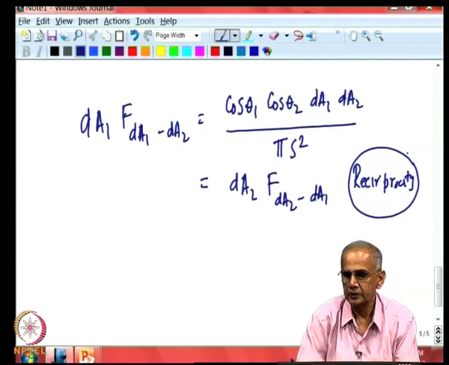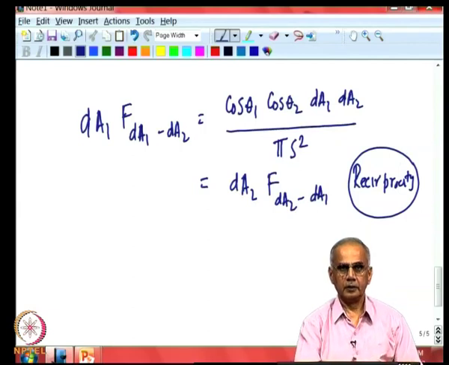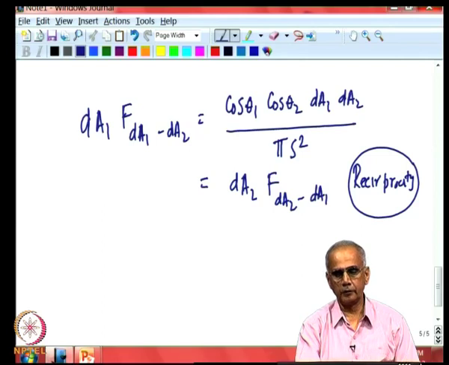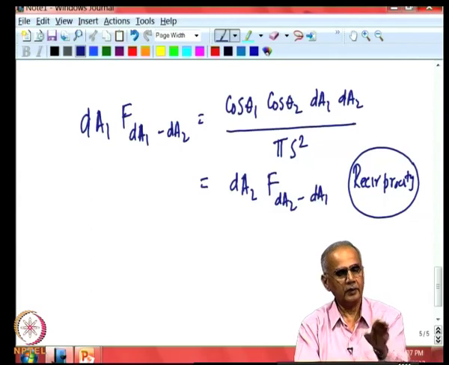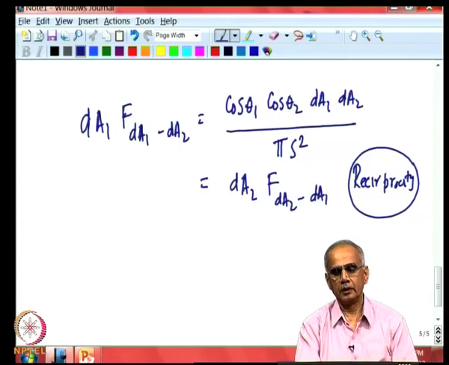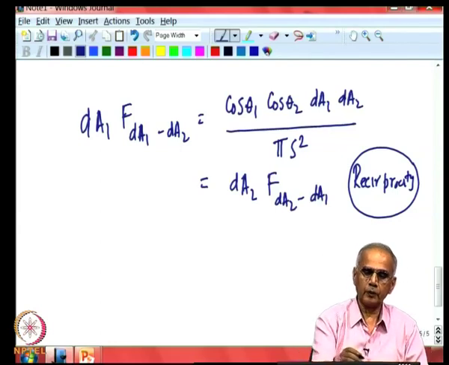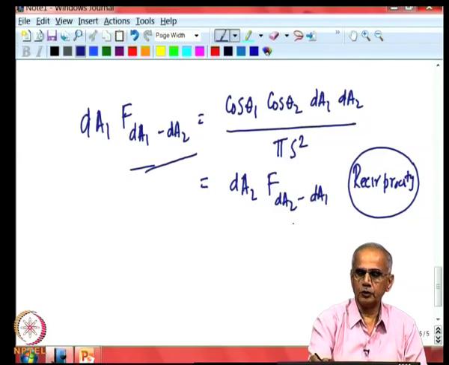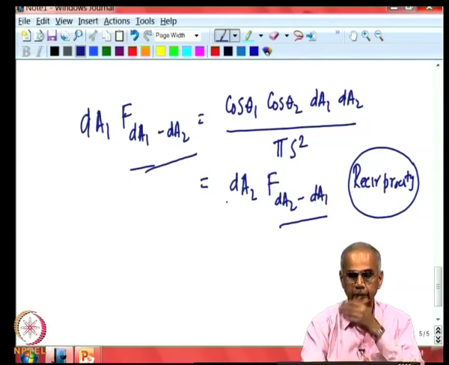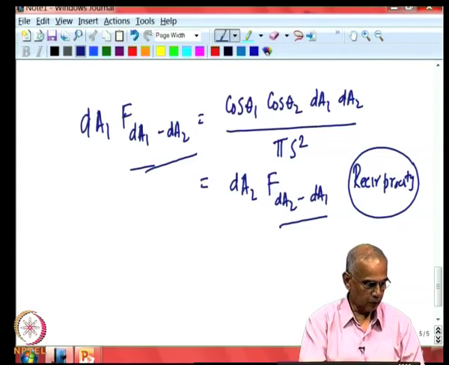The reciprocity is a very important property, telling you that the total radiation leaving 1 and arriving at 2 is the same as that leaving 2 and arriving at 1. And so this will be very useful, because if you are able to calculate this quantity, then you also know this quantity, because it depends only on the area ratio.